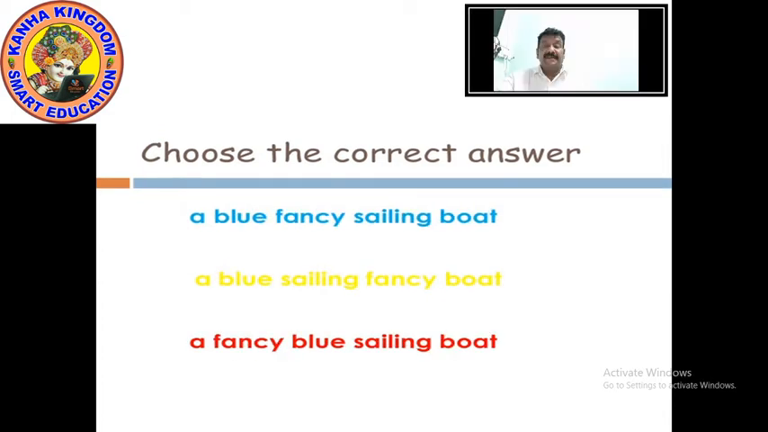So now choose the correct answer. There's one more answer to find out. Still more there are. So now let's see. Choose the correct answer. A blue fancy sailing boat. A blue sailing fancy boat. A fancy blue sailing boat. Which is in the proper order? Let's see. A blue fancy sailing boat. Is it proper?